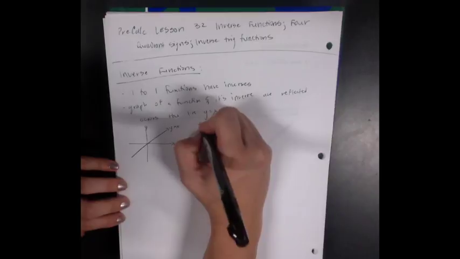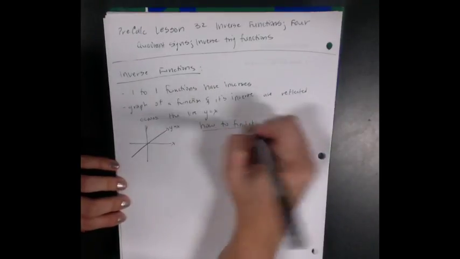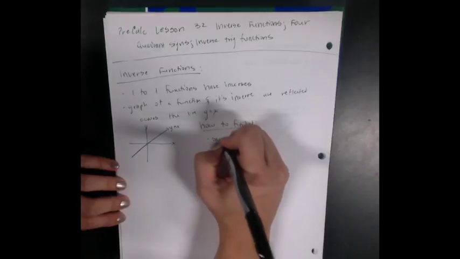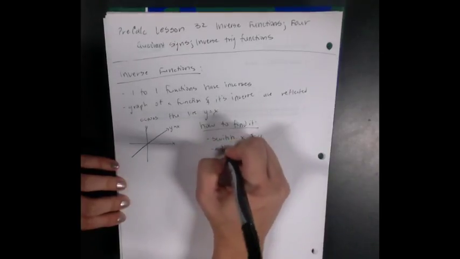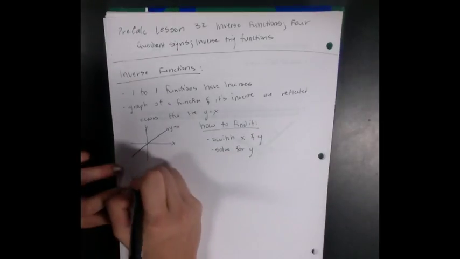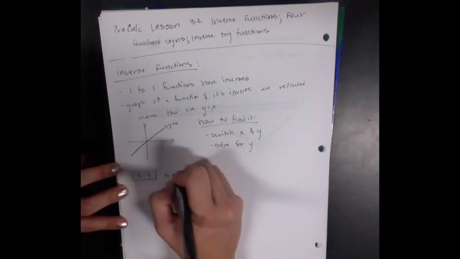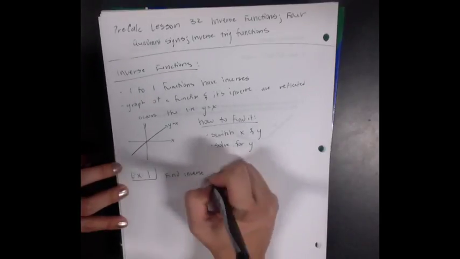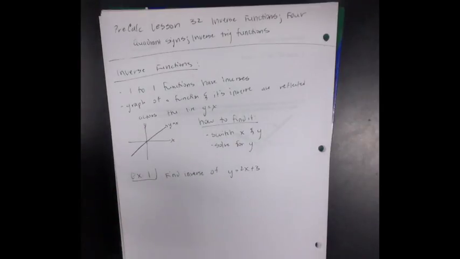And how to find it: you switch x and y, and then you solve for y. So let's do examples. Example 1, find the inverse of y equals 2x plus 3.